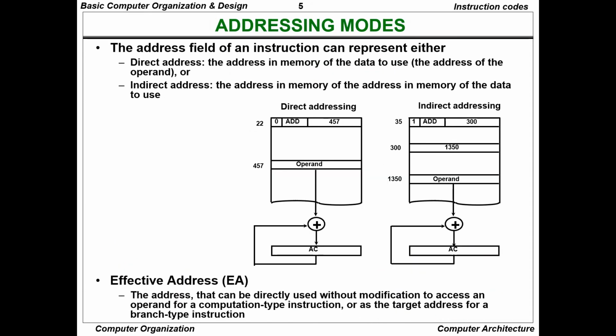The address field of an instruction can represent either a direct address or an indirect address. So what is a direct address? The direct address is the address in memory of the data to use, the address of the operand. So the address present in memory of the data which we want to retrieve. Indirect address is the address in memory of the address in memory of the data to use.